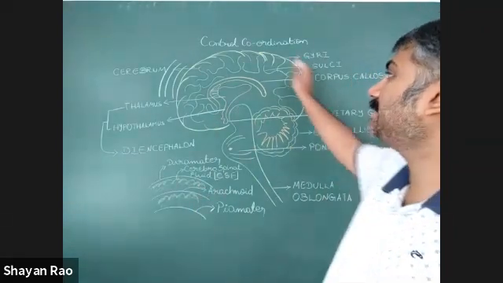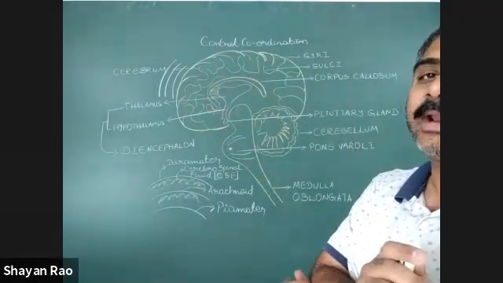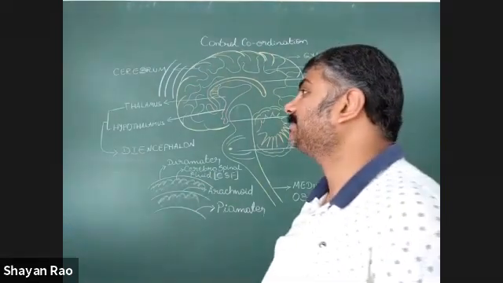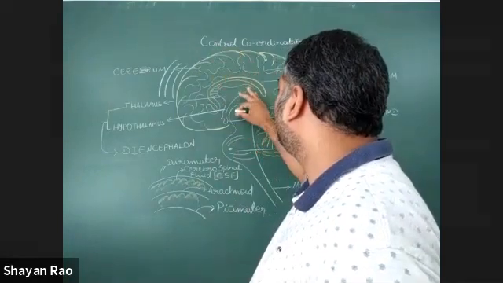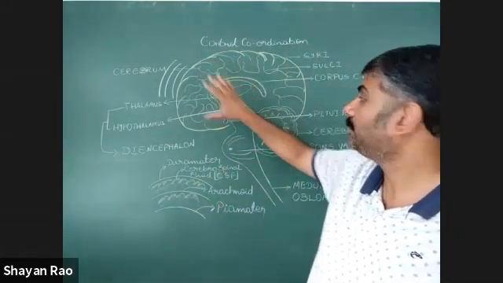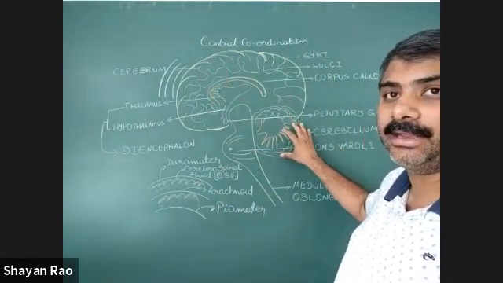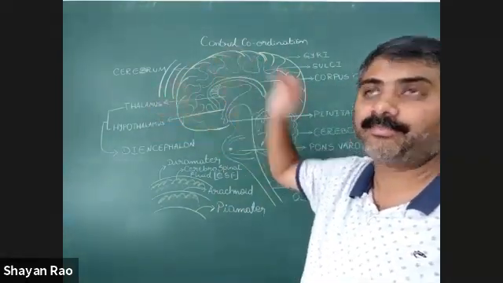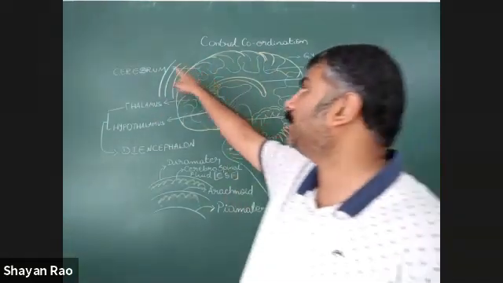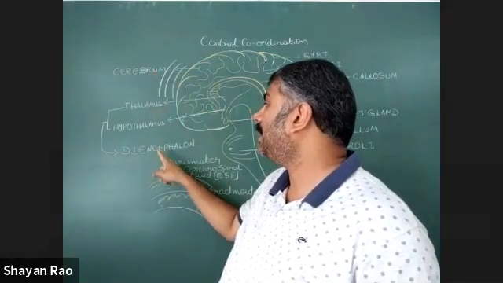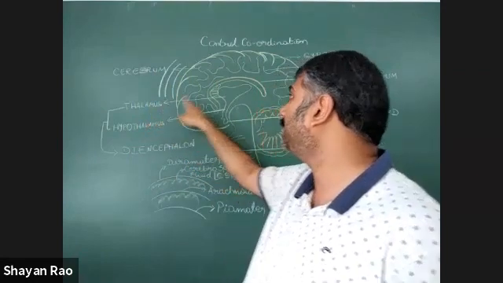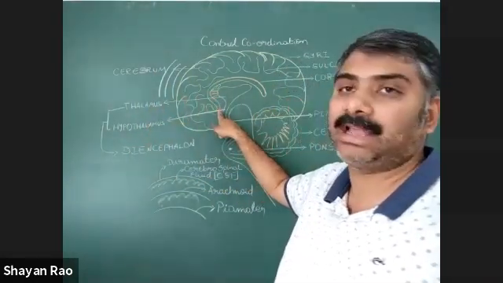Coming to the parts, the brain is classified into three parts: forebrain, midbrain, hindbrain. ಮತ್ತೆ ತೋರಿಸ್ತೀನಿ ನೋಡಿ, forebrain, midbrain, hindbrain. So there are three parts. The forebrain is made up of the cerebrum and the diencephalon. The diencephalon is further classified into the upper thalamus and the lower hypothalamus.